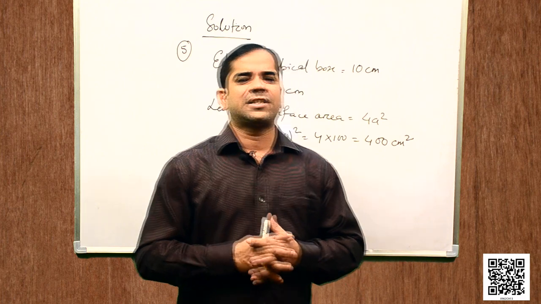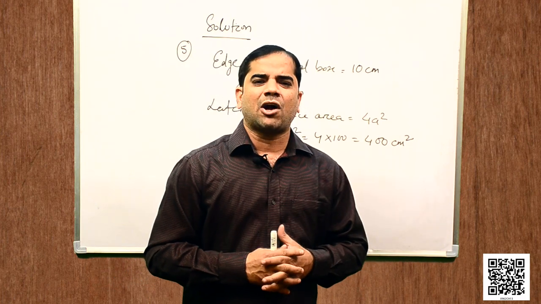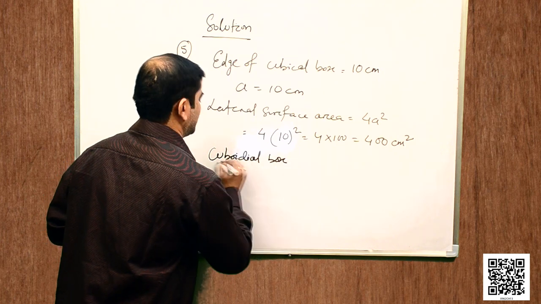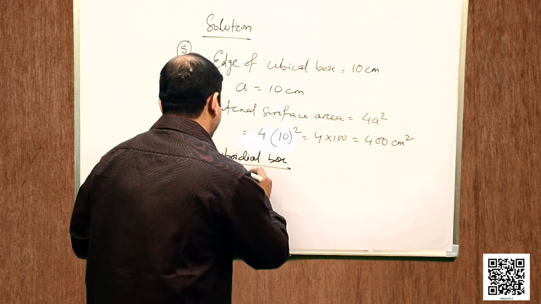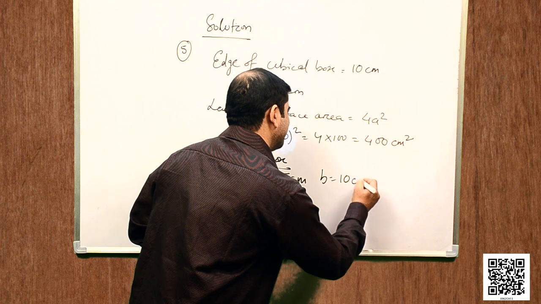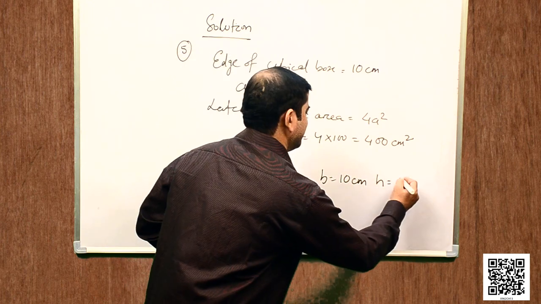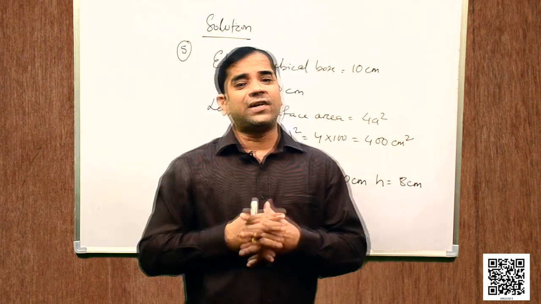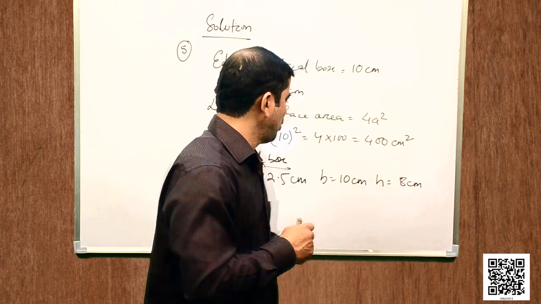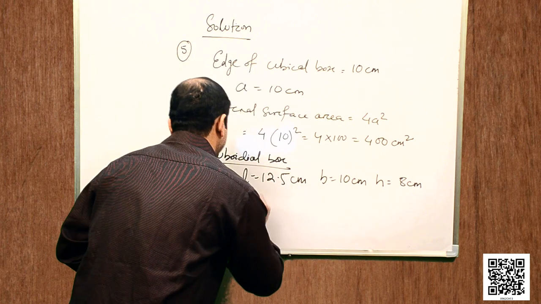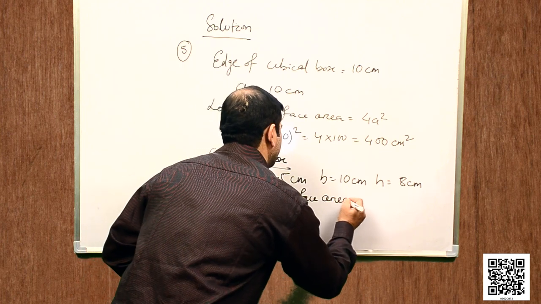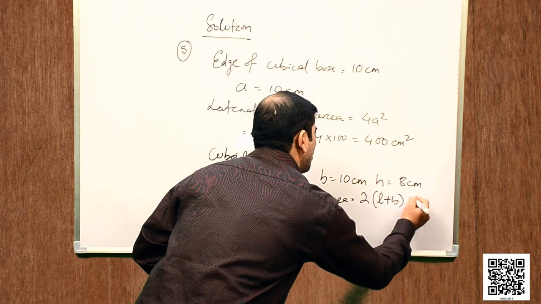Now, let us find out the lateral surface area of the cuboidal box. The dimensions are, length is equal to 12.5 centimeter, breadth is 10 centimeter, and height is given as 8 centimeter. So, the formula for the lateral surface area of a cuboid is 2 into (L plus B) into H.